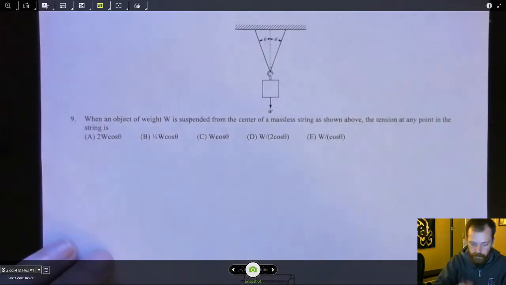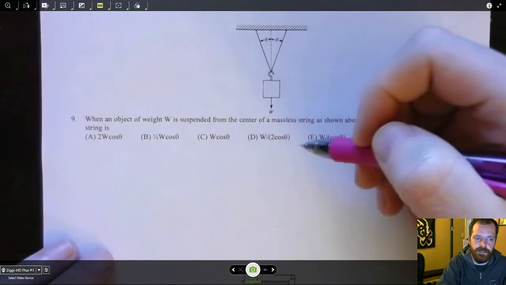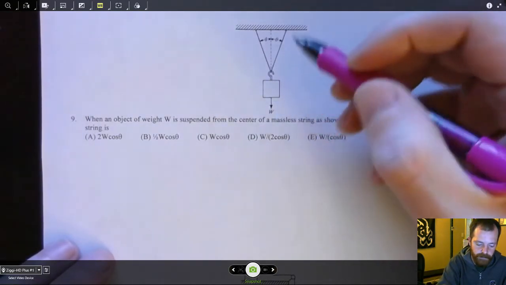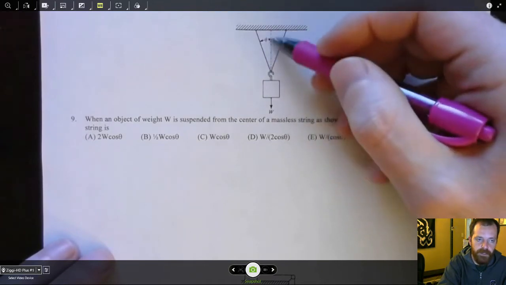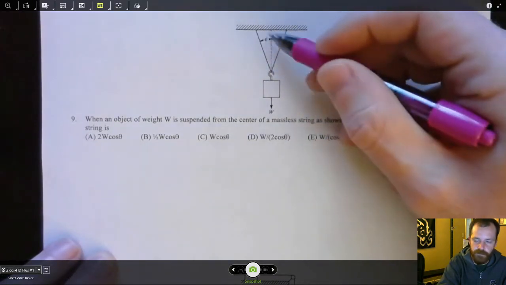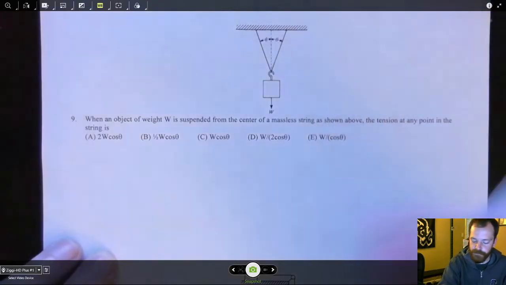Okay. Well, let's think here. This object is not accelerating up or down at all. So the weight pulling down must be equal to the y component of these tensions pushing up. Because we basically have two right triangles here.